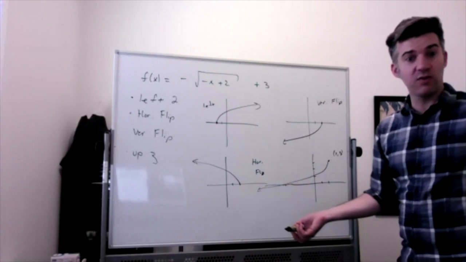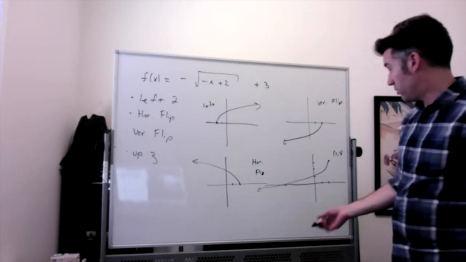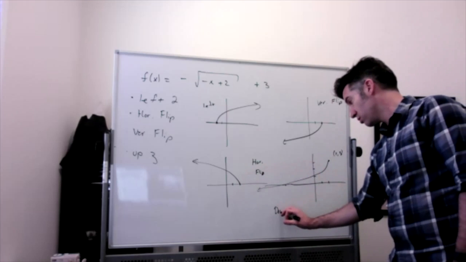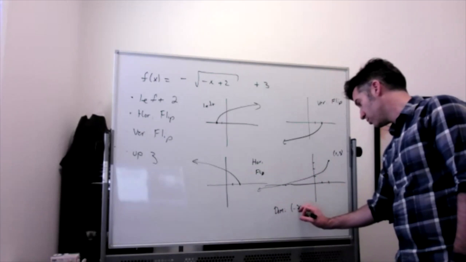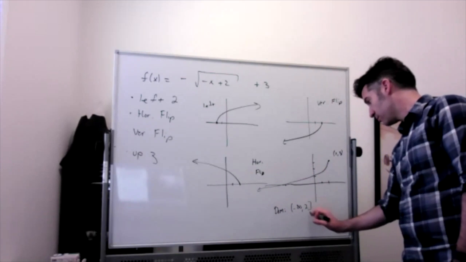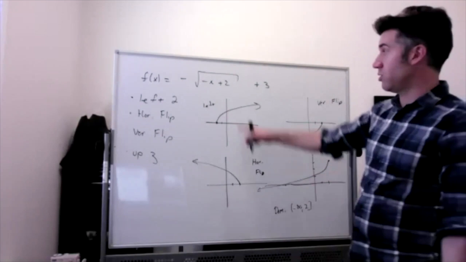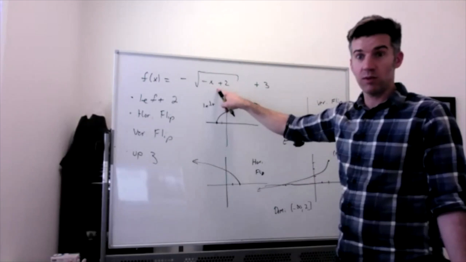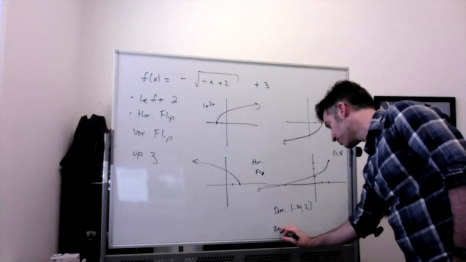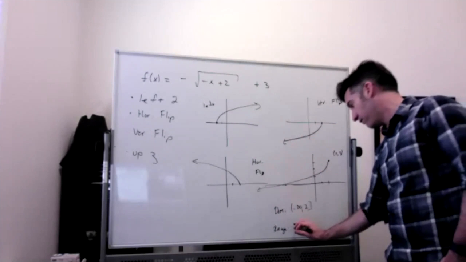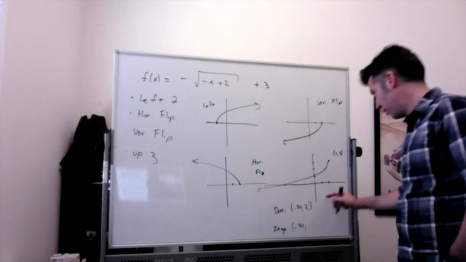You could totally find the domain and range of this function. The domain is everything from negative infinity to 2, bracket 2. Right? X can't be bigger than 2, because if x was bigger than 2, then you'd have a negative inside the square root. And the range, if we look at the graph, the y values go all the way down to negative infinity and all the way up to positive 3.